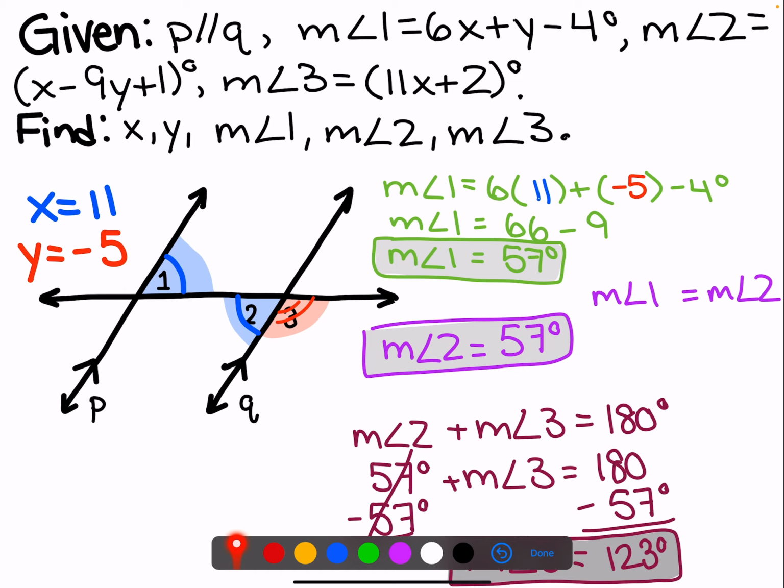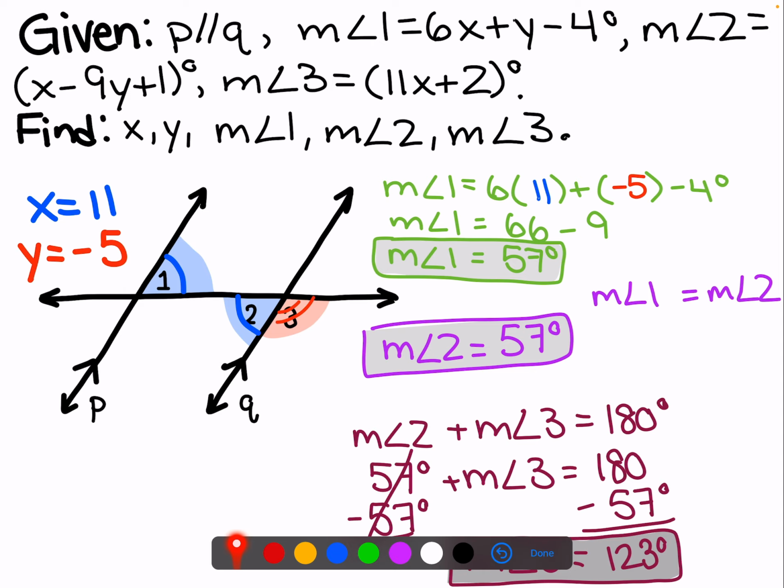And I also know angle 2 and angle 3 are supplementary. So angle 2 plus angle 3 equals 180. Subtract 57 from 180 and we get measure of angle 3 equals 123 degrees. And those are all of our answers. X is 11, Y is negative 5, measure of angle 1 is 57, measure of angle 2 is 57, measure of angle 3 is 123.